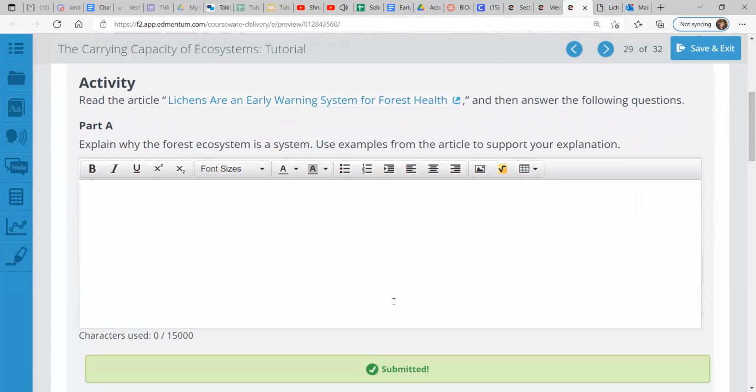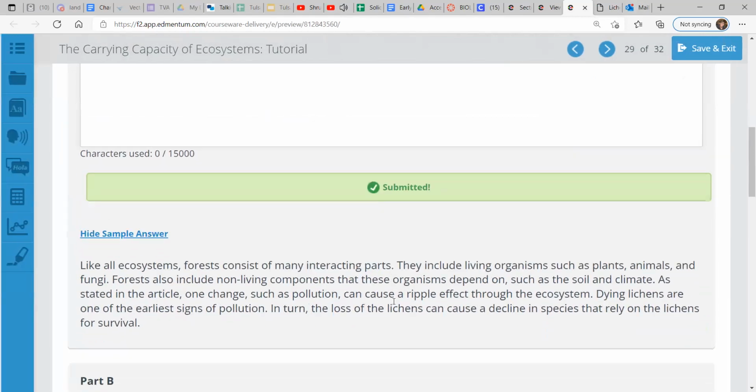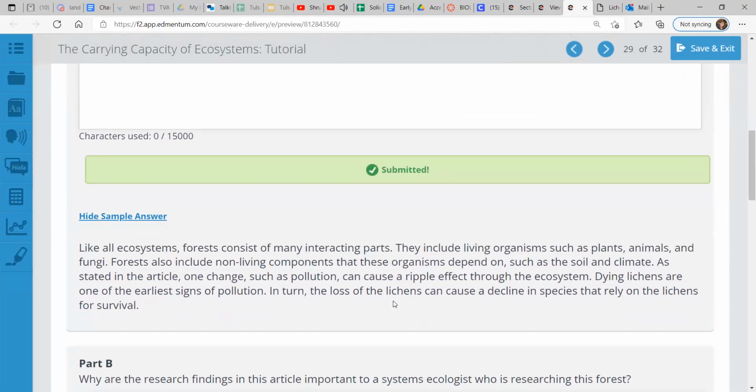Explain why the forest ecosystem is a system. Use examples from the article to support your explanation. Well, the forest has many interacting parts, like all ecosystems. They include living organisms like plants, animals, and fungi. Forests also include non-living components that these organisms depend on, such as the soil and climate, as stated in the article. One change, such as pollution, can cause a ripple effect through the ecosystem.